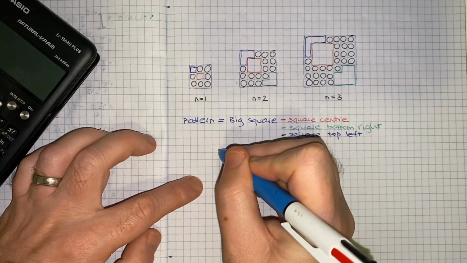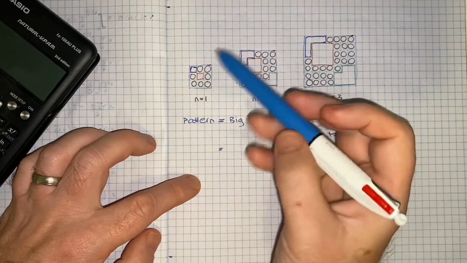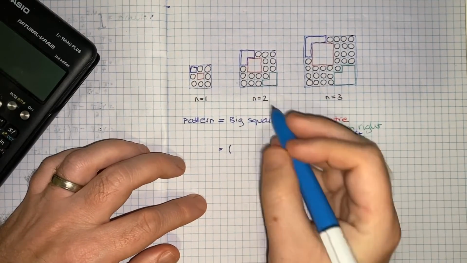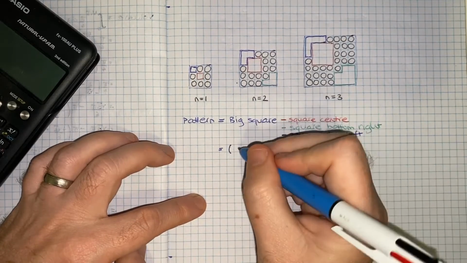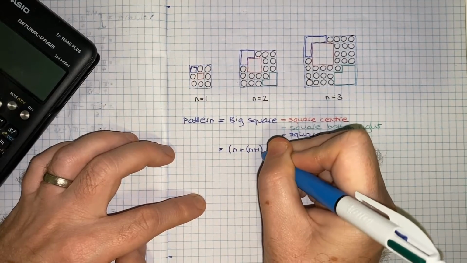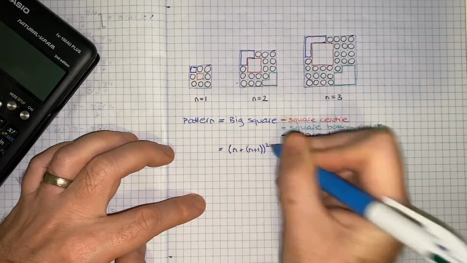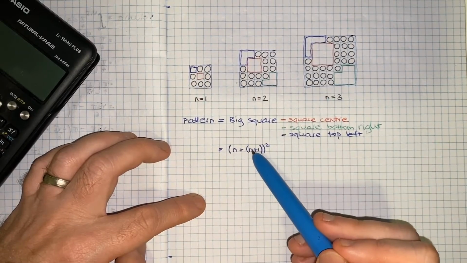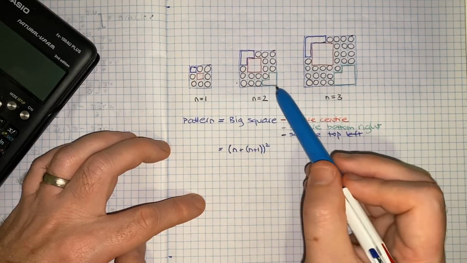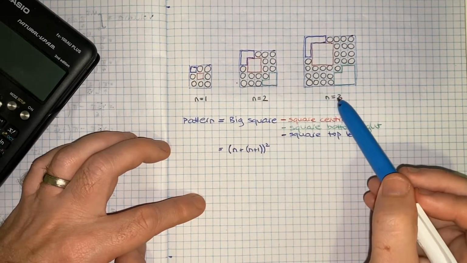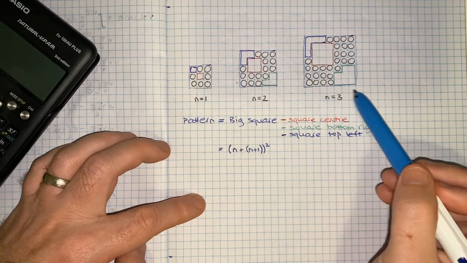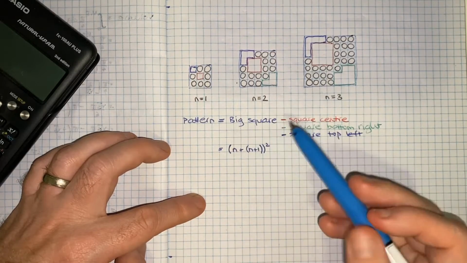So converting this into n's, the big square I noticed was, I'll write this in brackets, n. So we start with n, and then we add to that n plus 1. And then that is all squared. So here it would be 1 plus 2 squared, which gets us 3 squared. Here it would be 2 plus 3, which gets us 5 squared. And here it would be 3 plus 4, which is how we get our 7 squared. 1, 2, 3, 4, 5, 6, 7. So that's how we get our starting point, our big square.